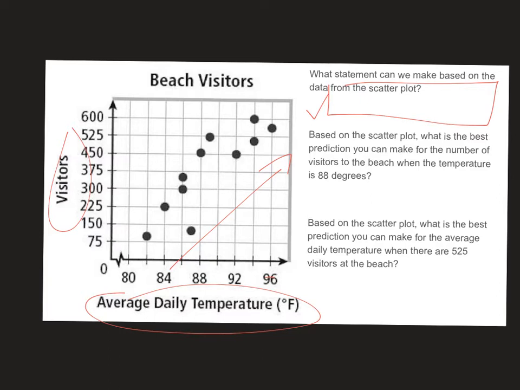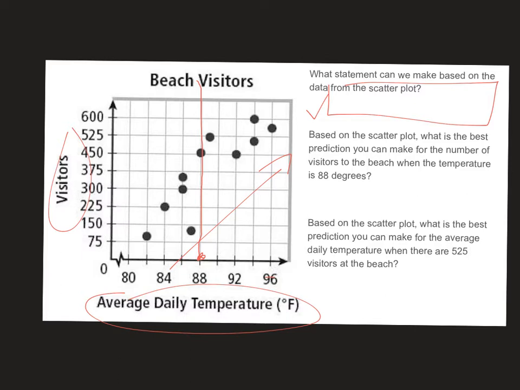The next thing it asks us to do is make a prediction. It says, based on the scatter plot, what is the best prediction you can make of number of visitors to the beach when it's 88 degrees outside? So we'll start on our x-axis, 88 degrees. And we're going to draw a line going all the way up because we want to see where our trend line hits that line. So I'm going to change markers real quick.